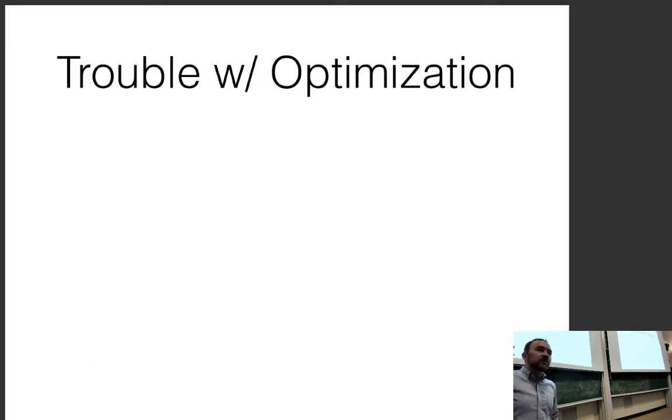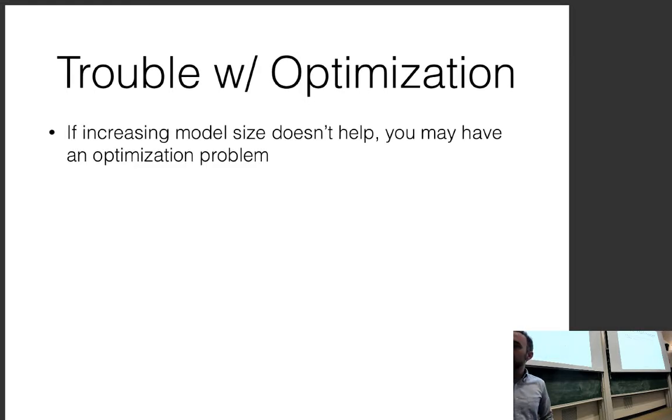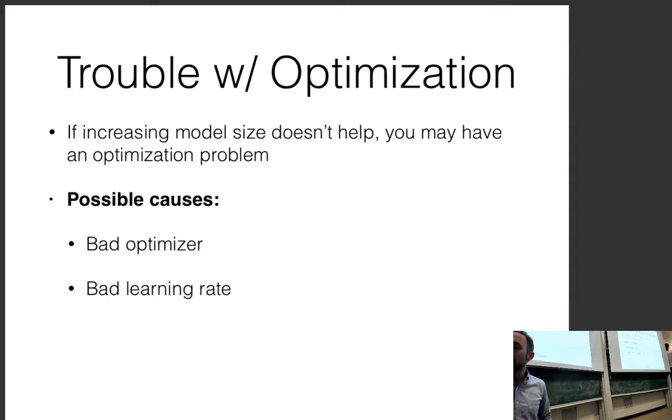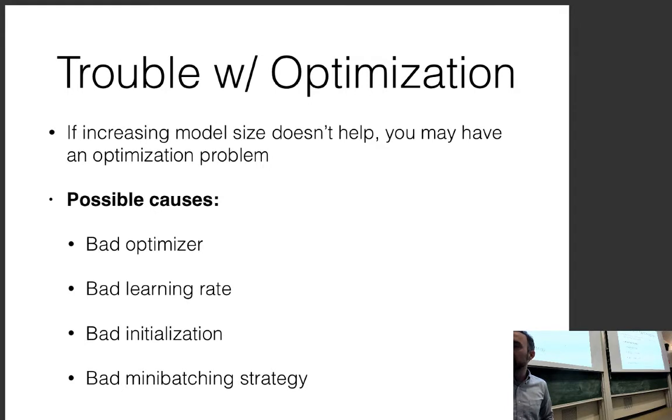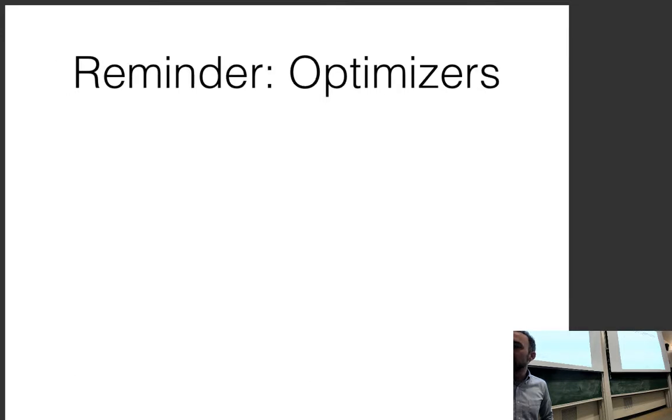Okay, so this is about increasing model capacity. Another problem that can cause you to not get a loss of 0, even on a very small training data set, is problems with optimization. If increasing the model size doesn't help, you may have an optimization problem, and possible causes can include a bad optimizer or a bad learning rate or bad initialization, or something like a bad mini batching strategy. So I'll go through each one of these one at a time. Some of this is just reminders from previous classes where I've already talked about things, but I'll talk about them specifically from the point of view of debugging.